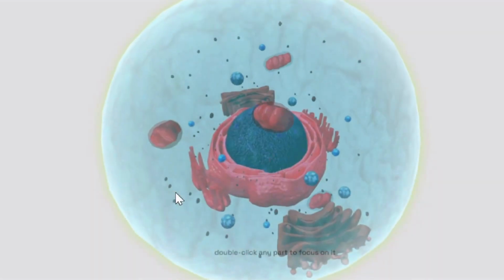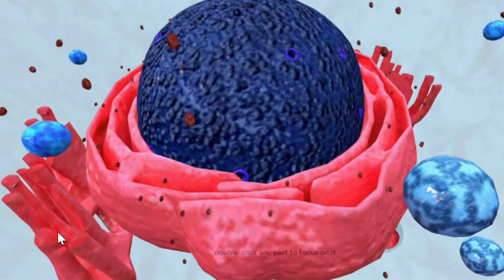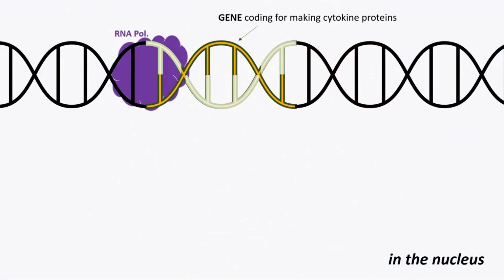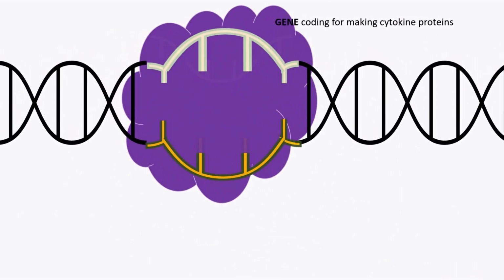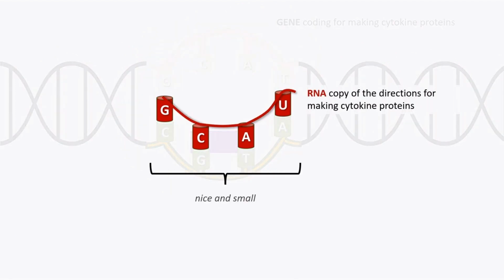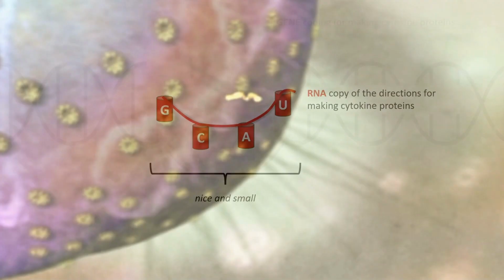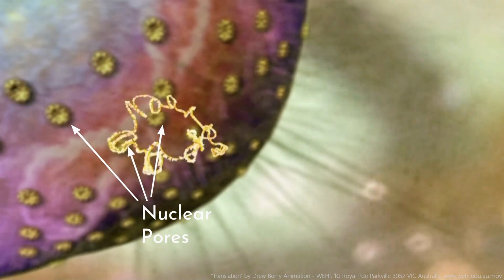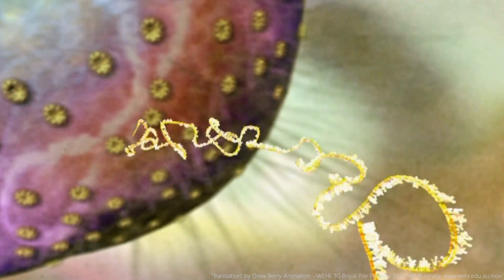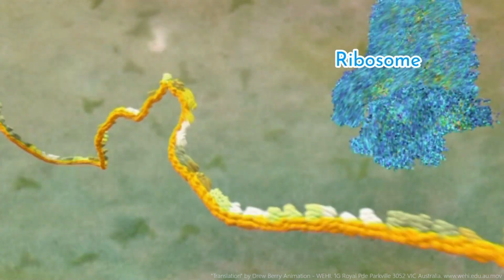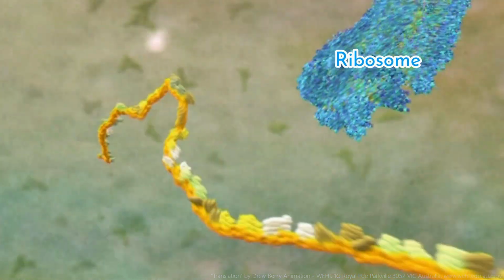Yay! So, circling back to our original scenario, within the nucleus of our T cell, the gene for a cytokine protein was read and transcribed into RNA by RNA polymerase. Now we have a copy of the directions for making those cytokine proteins that are small enough to exit the nucleus through the very small nuclear pores. But before the RNA can leave, it must undergo some modifications, because once it leaves the nucleus, it's going straight to the ribosome to be translated into proteins, and we need to make sure it's ready for the journey.